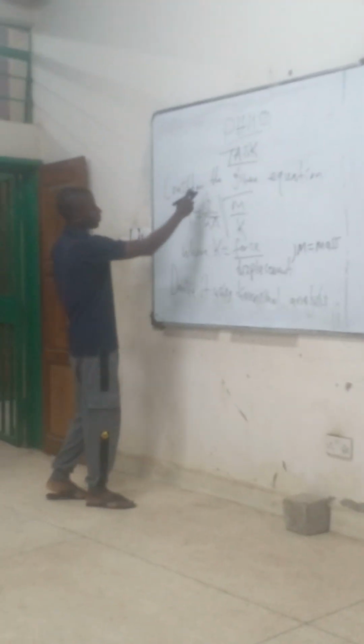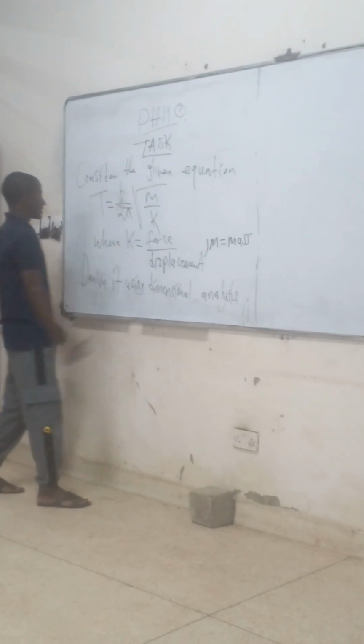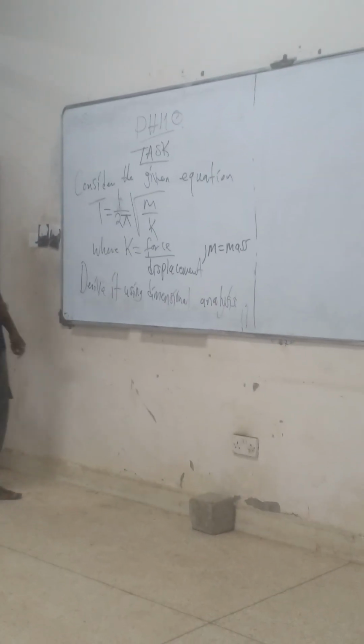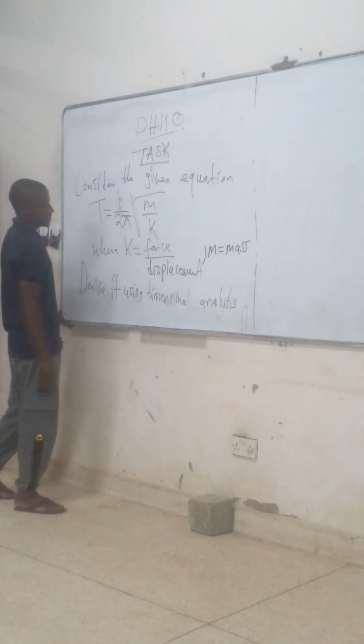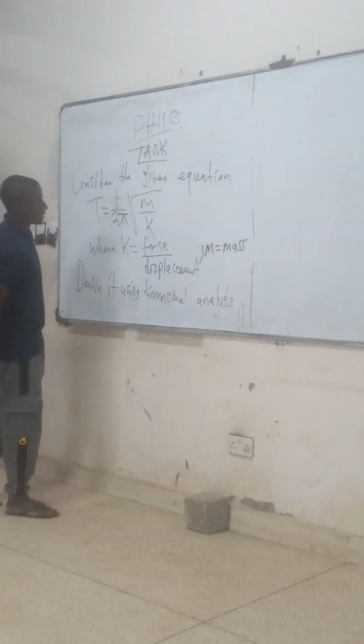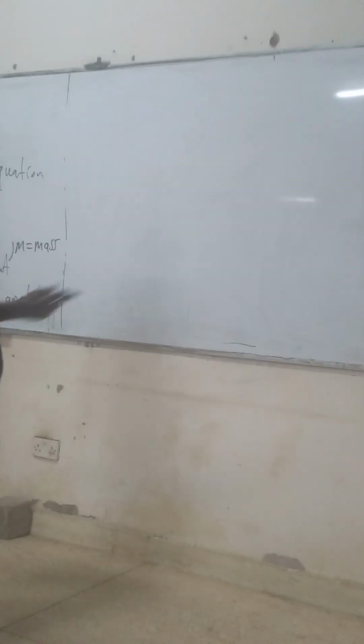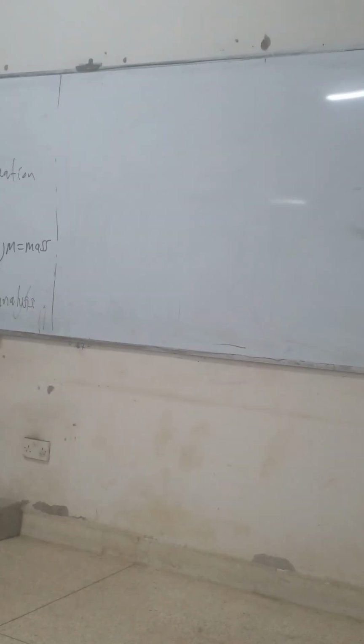That is period T = 1/(2π) times the square root of mass over constant. And then we have been given the constant, which is force over displacement, and they are saying derive it using dimensional analysis. So I'm going to follow the steps which the tutor was using also.